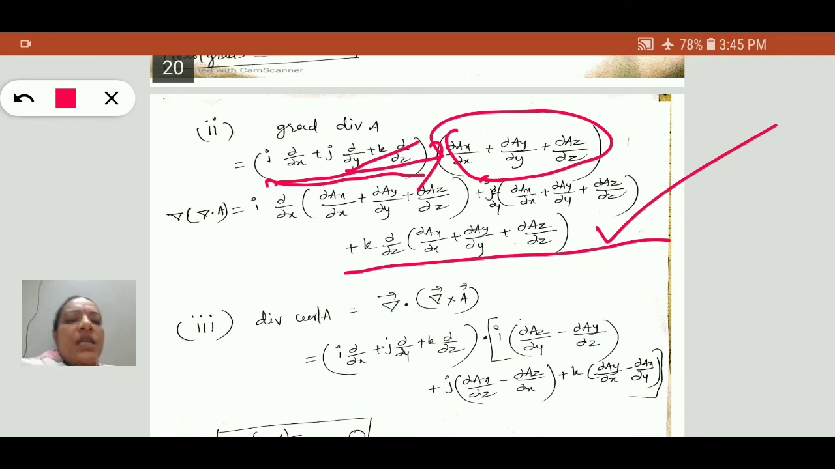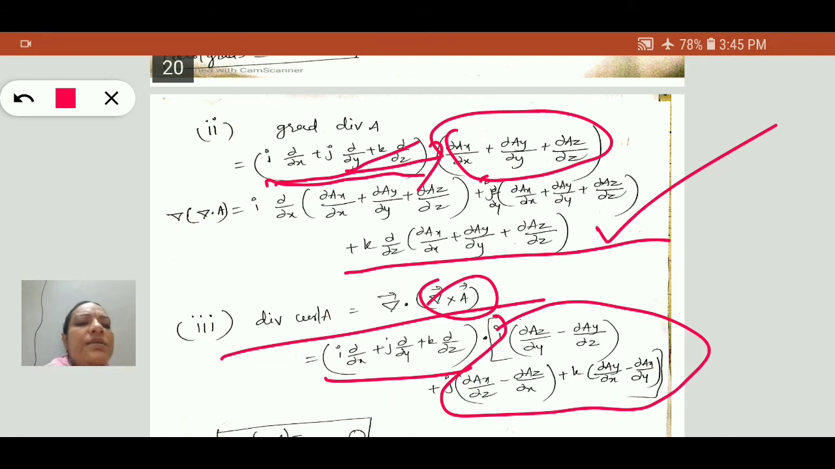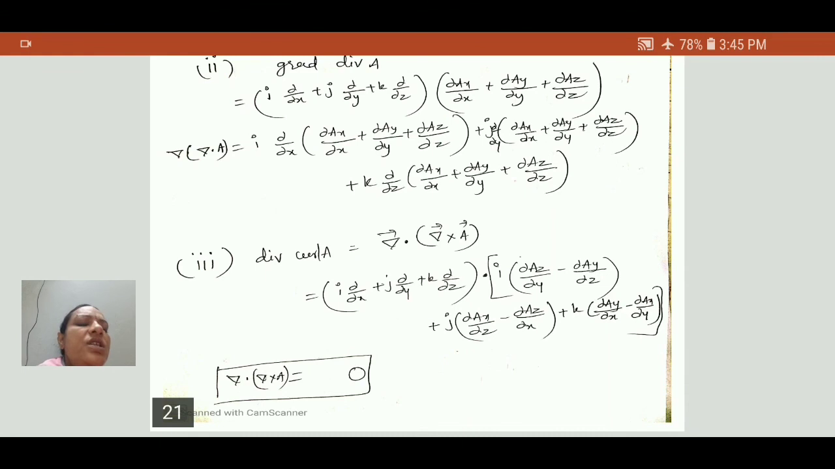Just multiply it and you get the answer. This is the value. Similarly, the divergence of curl A. Divergence is nothing but the dot product of del and curl A. This is the del operator, and curl A we already know. So just substitute this. If you solve it at home, we get the value as 0. The divergence of curl A is equal to 0.